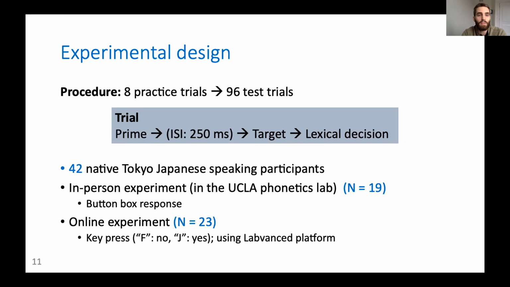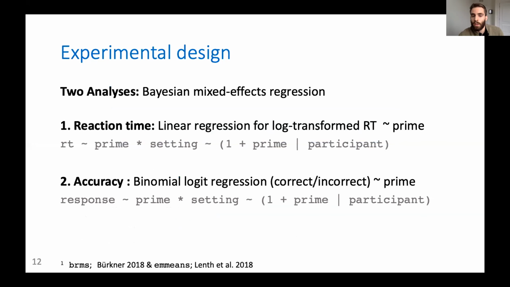A trial itself consisted of the prime followed by a 250 millisecond ISI, then the target, then the decision response. We recruited 42 people in total. However, because of COVID, mid-recruitment, we moved our study online. Therefore, about half of the people were tested in person and half over the internet. We'd be happy to talk about differences between these, or look at results split by these settings later, but we'll present combined results here. We used a mixed effects regression model to assess the data. Again, for the sake of time, I won't go into details about the structure, but feel free to ask later.